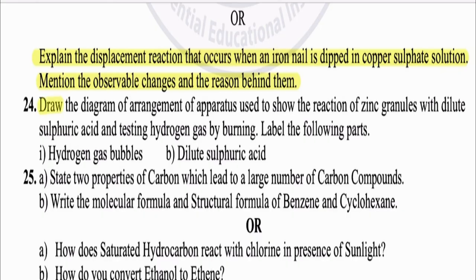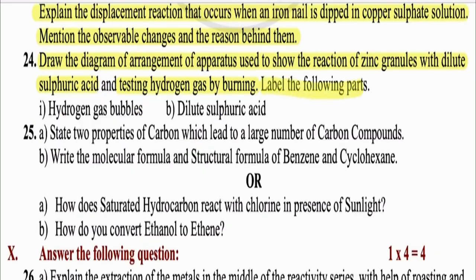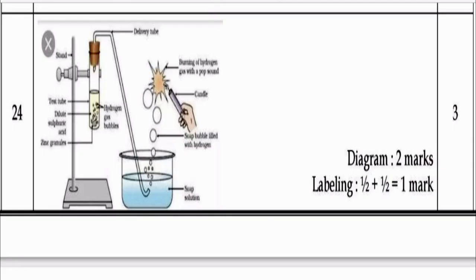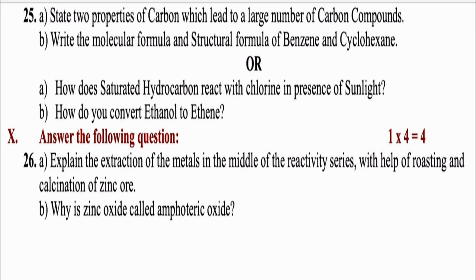Question number 24. Draw the diagram of the arrangement of apparatus used to show the reaction of zinc granules with dilute sulfuric acid and testing hydrogen gas by burning. Label the following parts. 1. Hydrogen gas bubbles, and second one is dilute sulfuric acid. Refer to this diagram.